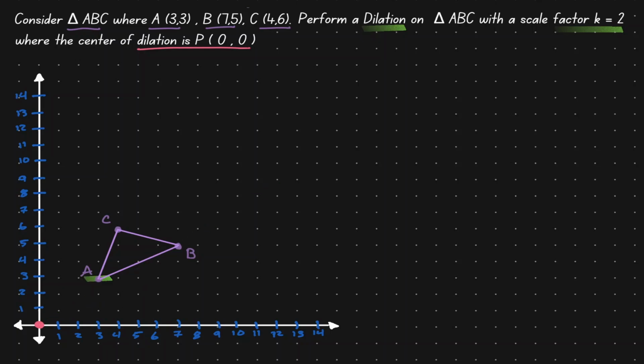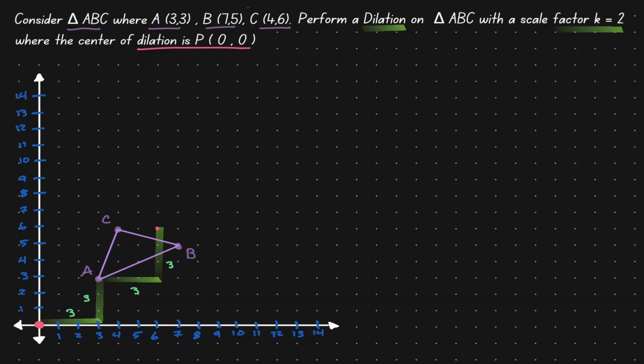So let's start with point A. Notice that we can find its diagonal distance, but it's not going to be easy. So instead of finding the diagonal distance, let's find the horizontal and vertical distances that A has from the center of dilation. From the center towards A, we're moving 3 units to the right and 3 units up. Now starting from A, let's do the same movement. From A, let's move 3 units to the right and another 3 units up.